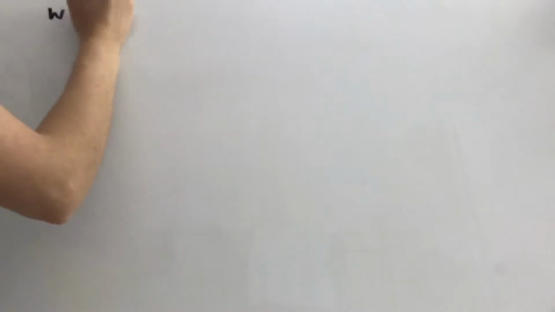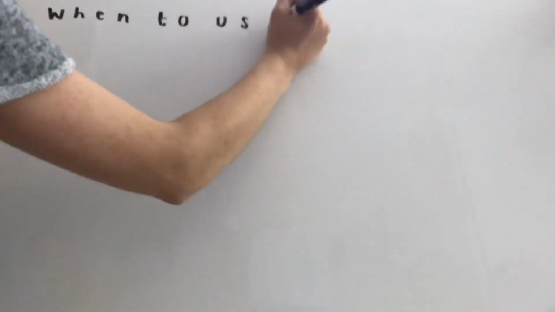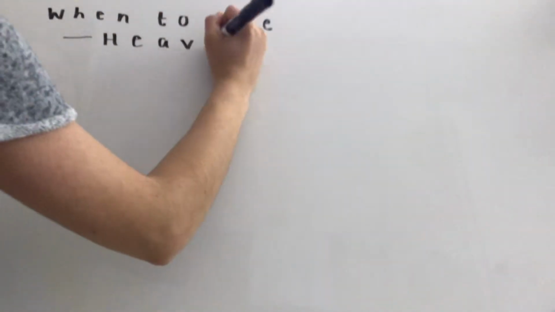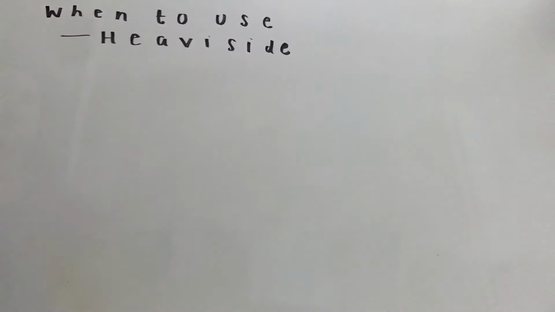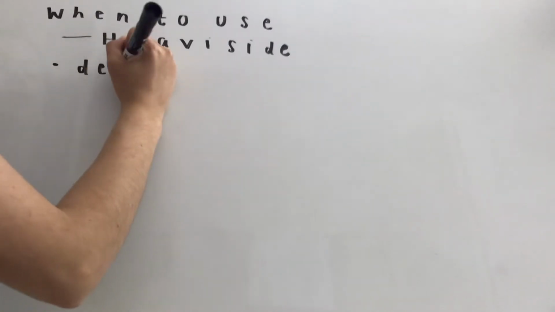So to start, when do we use the Heaviside method? You're going to use it when the bottom factors, or the denominator, and the bottom degree is higher. So denominator factors.